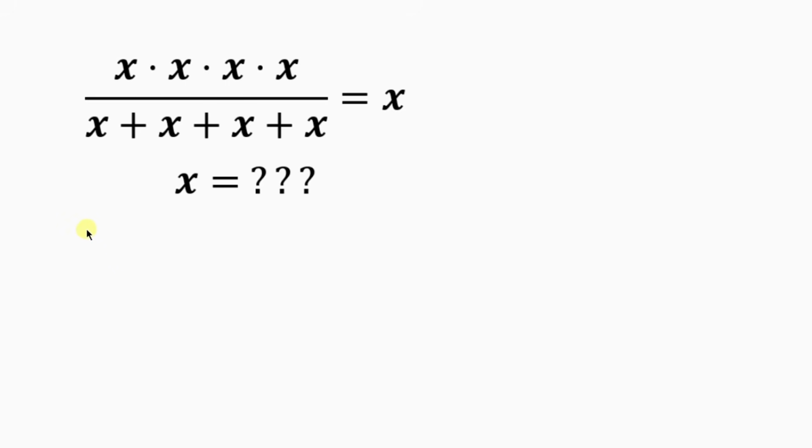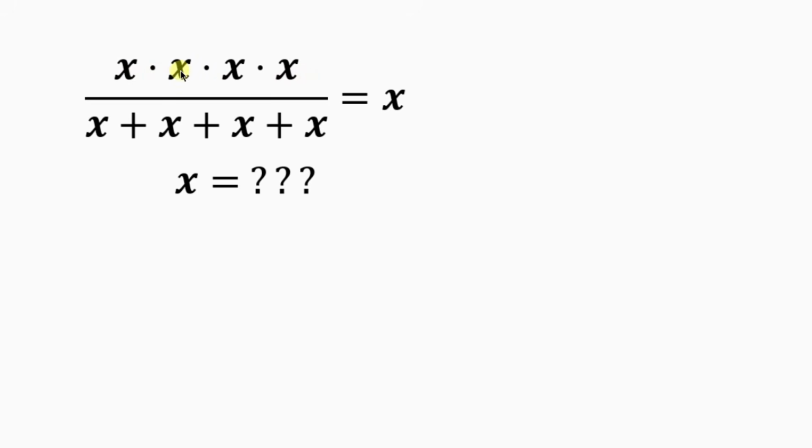We have this beautiful question that says: find the values of x given that x times x times x times x all over x plus x plus x plus x is equal to x. Quite an interesting question. So our first step is to simplify the numerator.